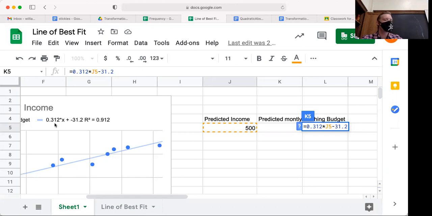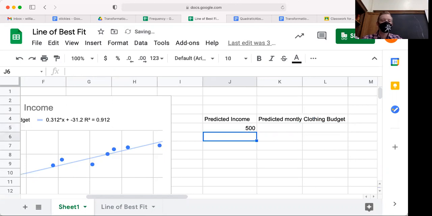The only things we are concerned with are the number here that's in front of the x and the number that is either added or subtracted afterwards. Now, because this is a plus a negative number, I just simplified that to be minus 31.2 right there. Once I hit enter, that's going to come back with what we expect. So based on this equation right here, we can estimate that somebody who earns $500 is going to spend $124.80 every month on clothing.